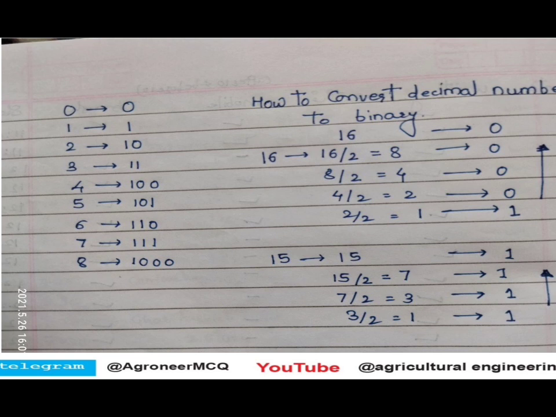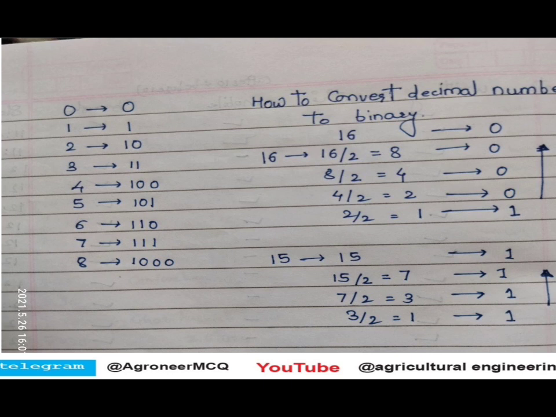After completing this sequence, we have to write the binary number in the opposite direction, from the downward side. Means for the decimal number 16, we will represent it as the binary number 10000. Now in the case of 15, which is an odd number, write down 1.